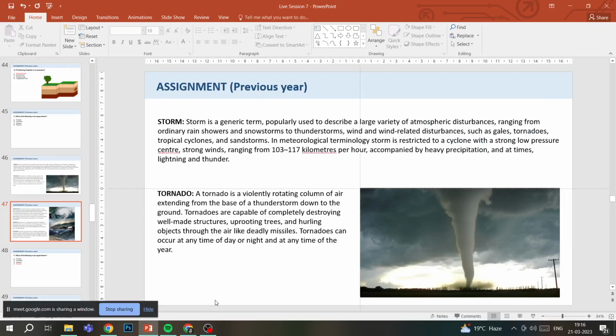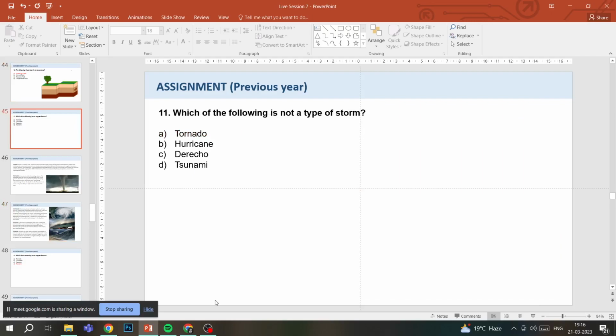So moving back to our question, which of the following is not a type of storm. As we just learned, tornado is a storm, hurricane is a storm, and derecho is also a storm. But tsunami is not actually a storm. A tsunami is just a giant wave. Tsunamis are giant waves which are caused by either earthquakes or ocean bed disturbances. So our answer would be tsunami.